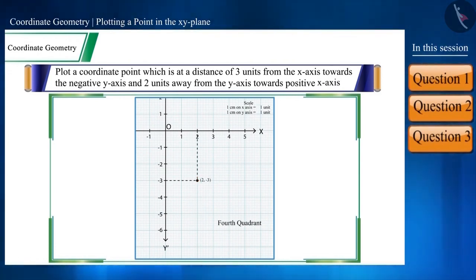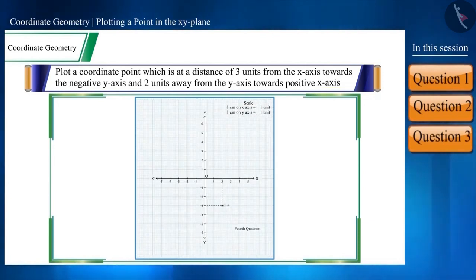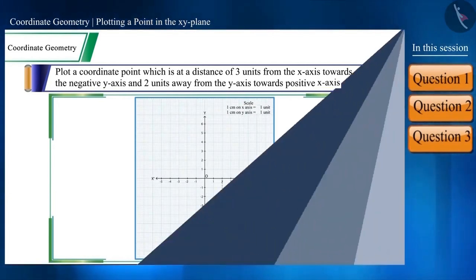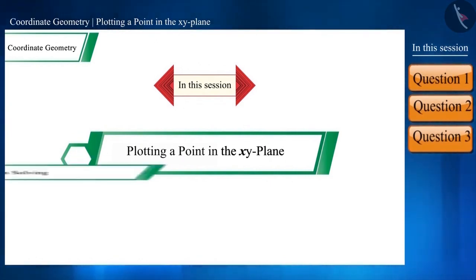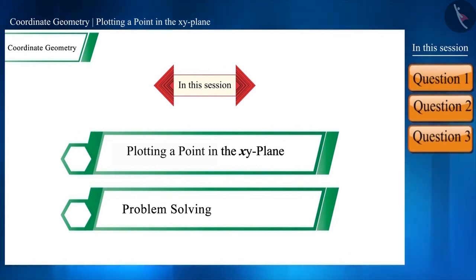Friends, let's end this video with this. In this session, we solved some questions related to plotting the coordinate points in the XY plane. See you in the next video where we will solve some more questions based on this topic.